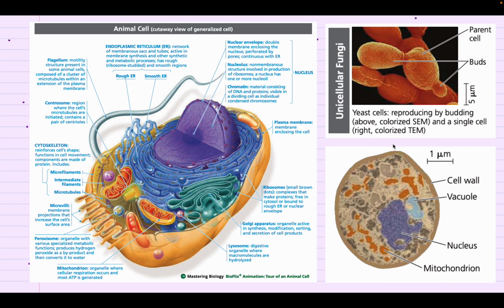And now we can look at unicellular fungi. These are going to be somewhat similar to animal cells. Here's a microscope picture of what it looks like on the outside, and here's what it looks like on the inside. You see a lot of the same things: a nucleus, a mitochondrion, cell wall, and a vacuole, which we'll get into later.